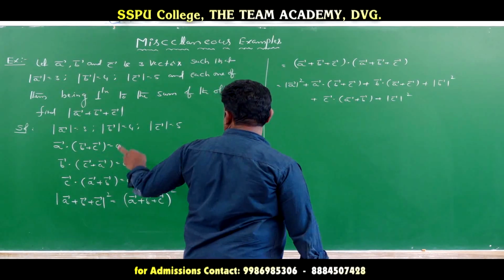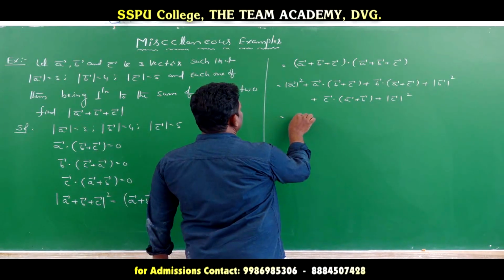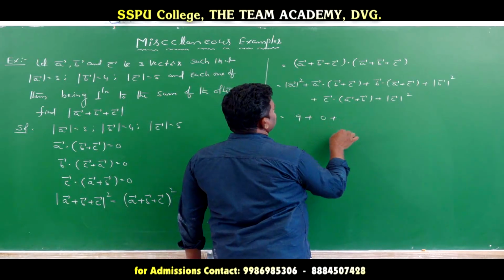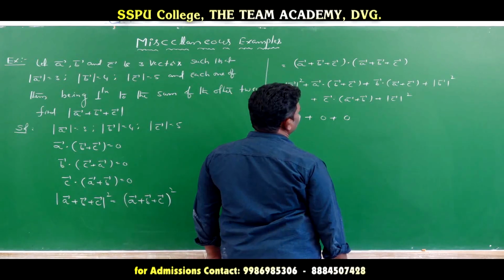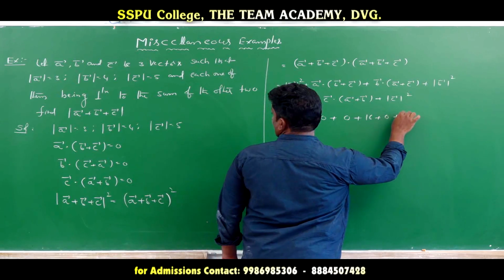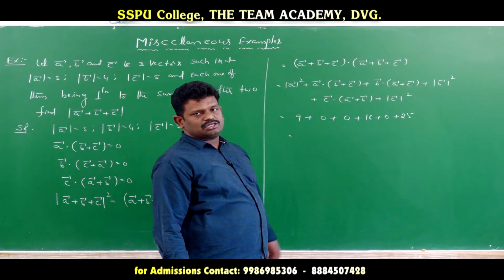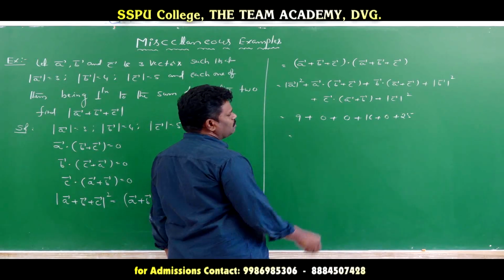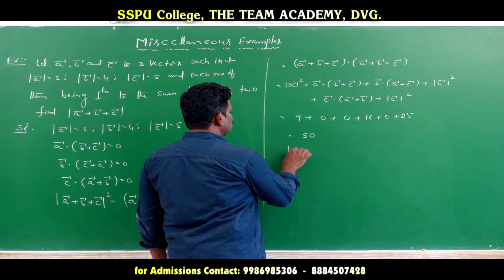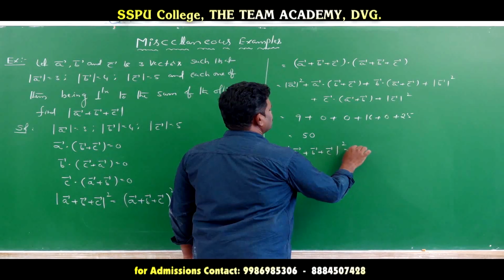Now the magnitudes of A, B, C are given. So A squared is 3 squared, 9, plus A bar dot B bar plus C bar, which is 0, plus this value also 0. Next, B squared is 16, plus 0, plus C squared, 25. Finally, 9 plus 16 is 25, 25 plus 25 is 50. So the magnitude of A bar plus B bar plus C bar whole squared is equal to 50.